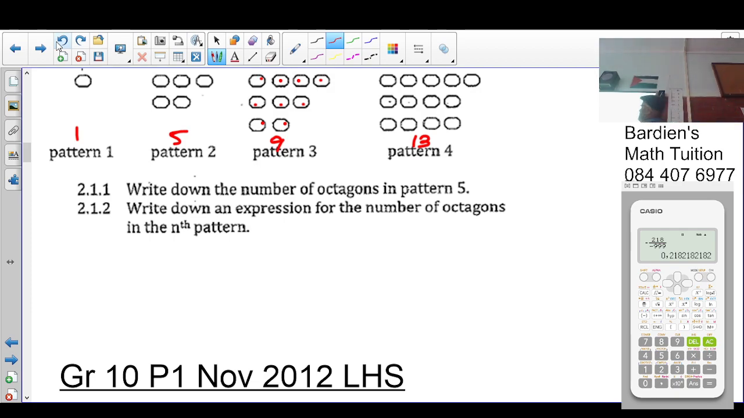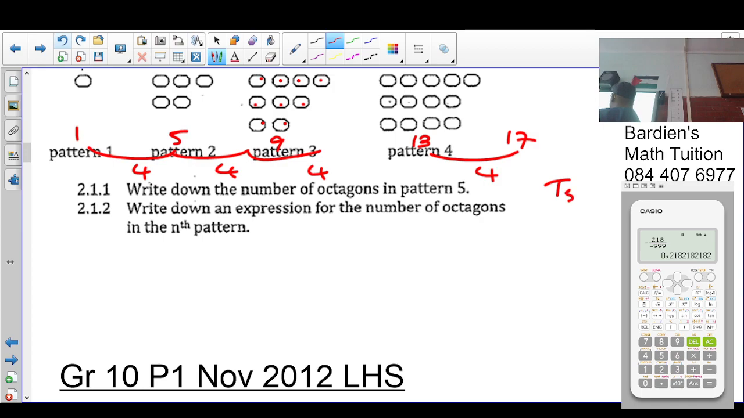Okay. So if this is your pattern now, how do I move from one to the next? Adding 4. Not so. So of course I must add 4 again. The 4 is going to give you 17. So pattern 5 or term 5 is of course 17.